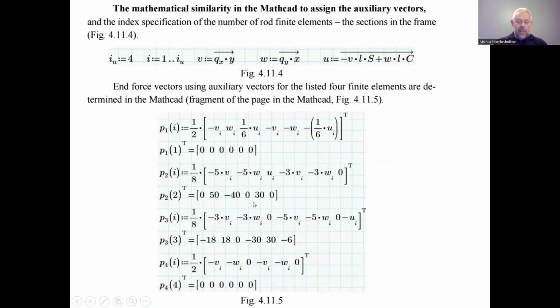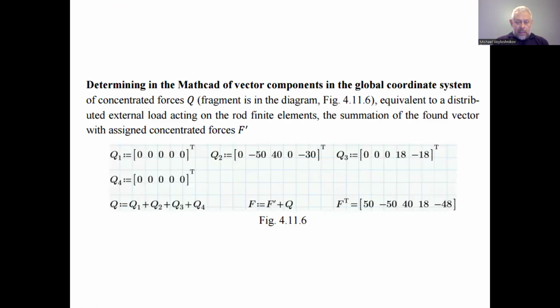And we change the sign because the concentrated force acting at the end of the finite element, if the finite element is under action of the distributed load, the concentrated force transmitted to the node of the discrete model of the mechanical system will be of the other sign. This is the opposite force to the end force acting in the finite element. So we have to change the sign.